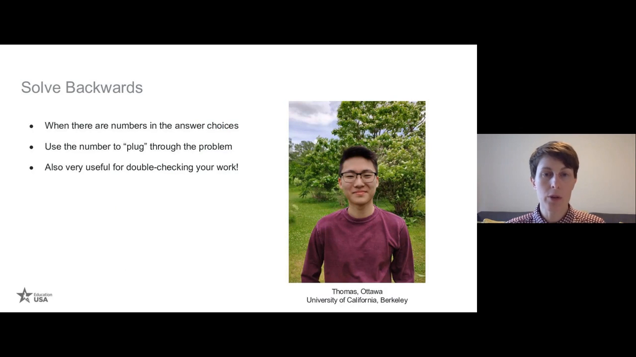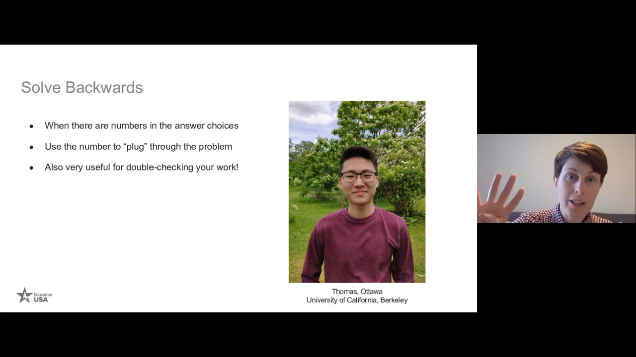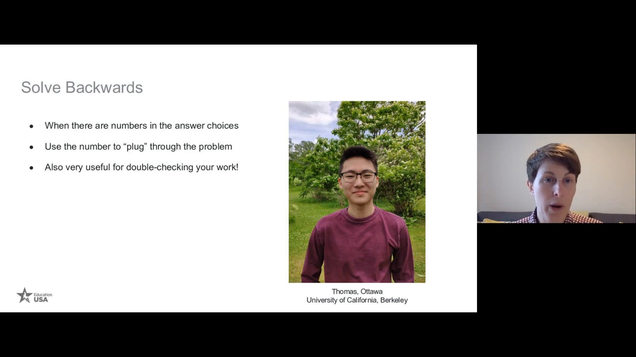Now we're going to talk about solving backwards, which is the good friend of the picking numbers. So this one works when there's numbers in the answer choices. Basically, there's 4 answers that could be right. They're all there on the page. And what you're doing is you're taking them, you're putting them through the problem that's been given to you and seeing which one is right.